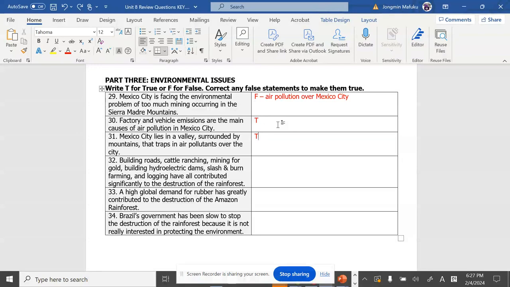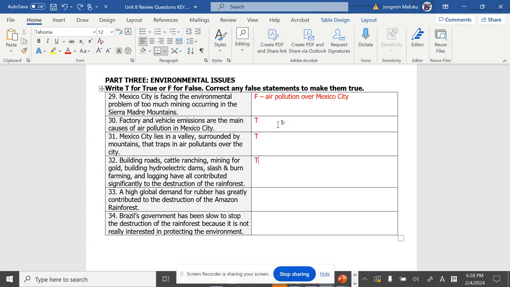32, building roads, cattle ranching, mining for gold, building hydroelectric dams, slash and burn farming, and logging have all contributed significantly to the destruction of the rainforest. The answer is unfortunately true. We know that people are trying to make money and the Brazilian government is also trying to help people get that money. Unfortunately, that did lead to the destruction of the rainforest. Building roads, highways, cattle ranching, mining for gold, building all these dams and slash and burn unfortunately contributed to the destruction of the rainforest.